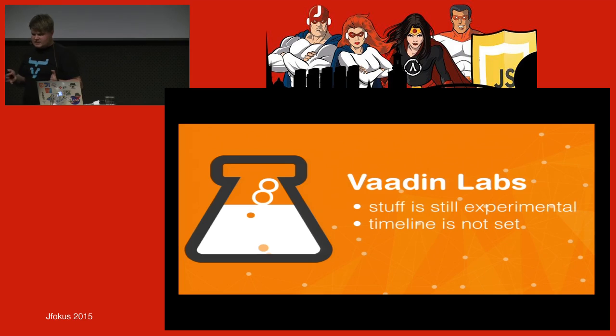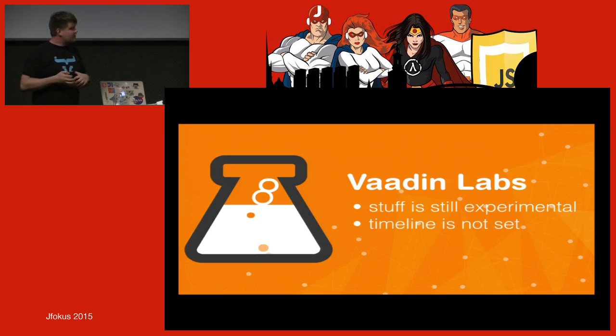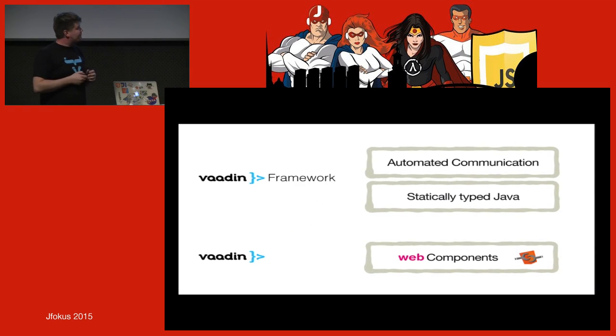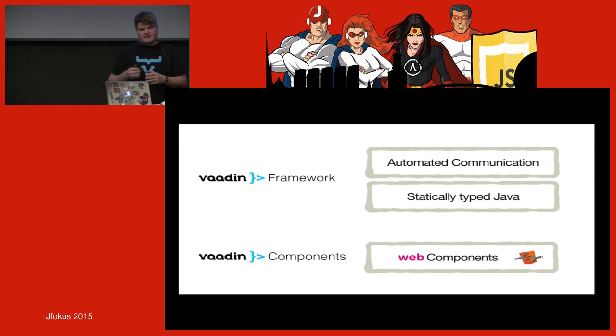So how is this actually coming together with the Vaadin framework? Vaadin framework has basically been providing all of these three different value propositions, and now we are splitting the framework into two different products. Vaadin framework being the server-side Java framework, and then a completely separate product called Vaadin Components. And this Vaadin Components product is purely on the client side. It doesn't have any server-side or any Java relations.